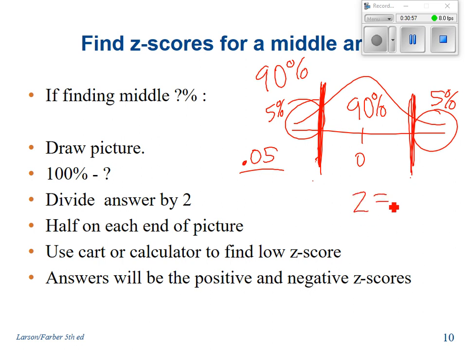0.505. All right, so what's that give you? What's your z-score? Negative 1.6. Negative 1.64? Yeah. What would the other one have been? 1.65.